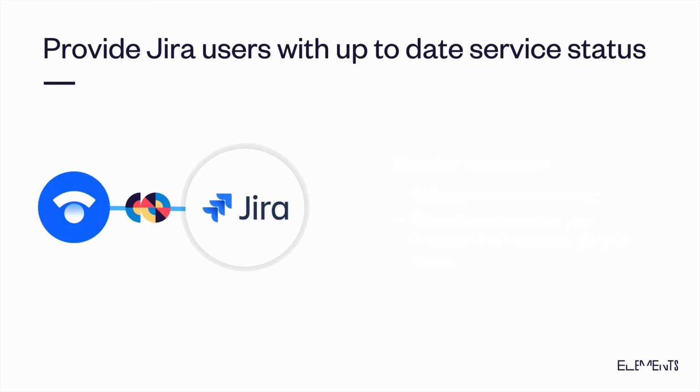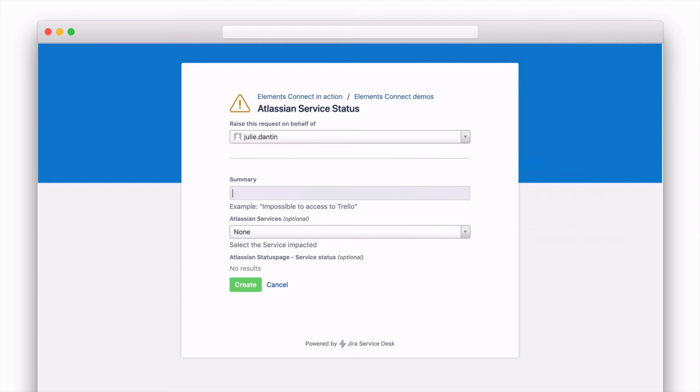In this fourth use case, I want to show you how you can provide Jira users with up-to-date service status information. I guess most of you are familiar with Status Page, the product that Atlassian acquired and that allows you to be transparent about the status of the services that you provide to your users. Now, one thing that you might not know is that you can bring the information from Status Page directly inside the Jira issue.